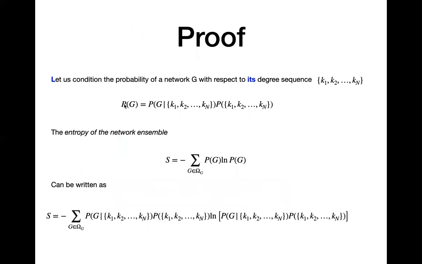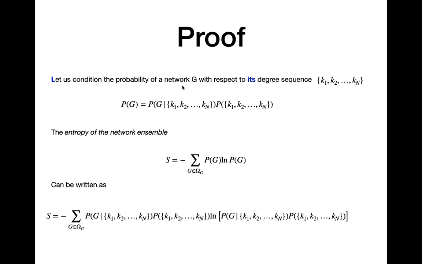If I want the probability of a graph where the constraint is that the nodes have a given degree distribution, what I can say is that the probability of a graph is the probability of the graph given that I impose a given degree sequence on the nodes, multiplied by the probability that I observe that degree sequence.